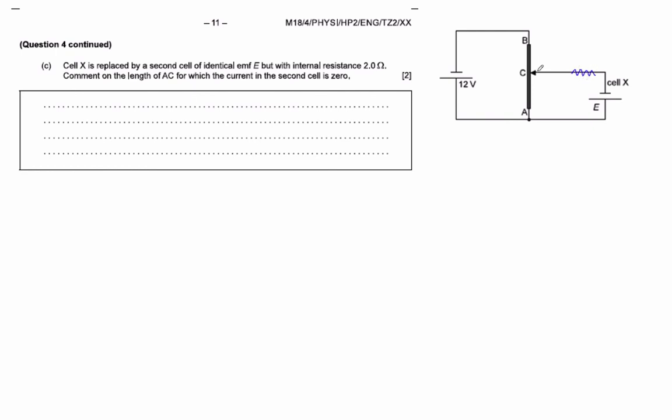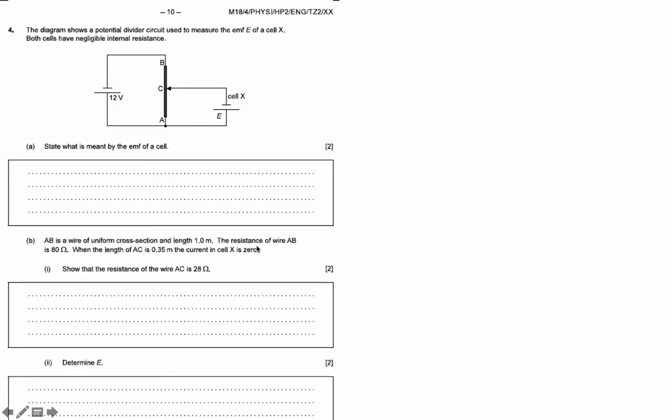And here's why. If there is no current flowing in this loop, resistors don't matter. That's because all resistors do is make the voltage drop. V is IR, and if the current is zero, then the voltage change across here is zero. Voltage only changes on a resistor when there's current. And remember, they tell you that the current in cell X is zero. So it's a trick question. They're trying to get you to second guess yourself.